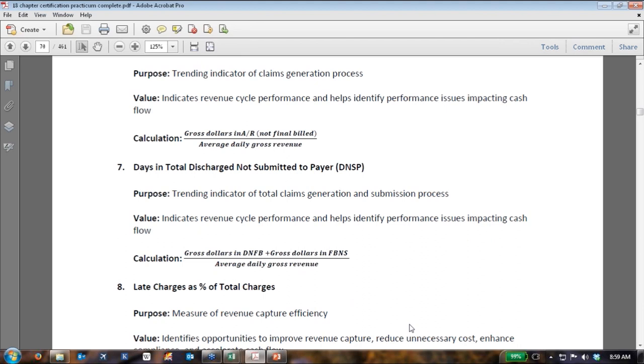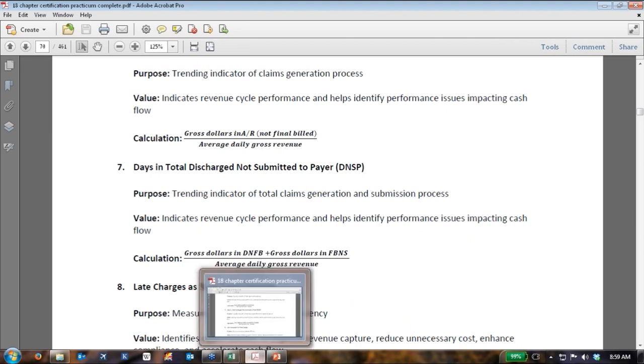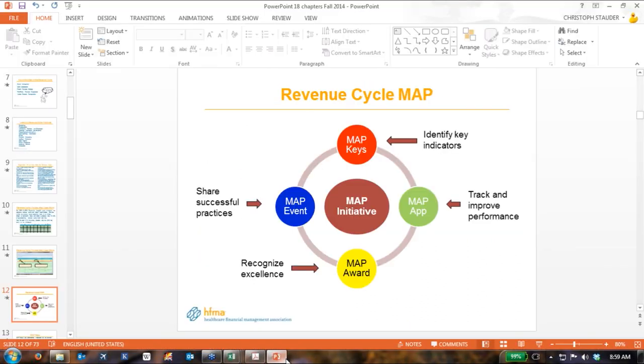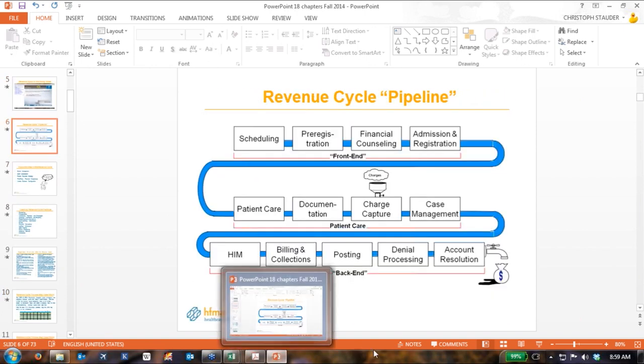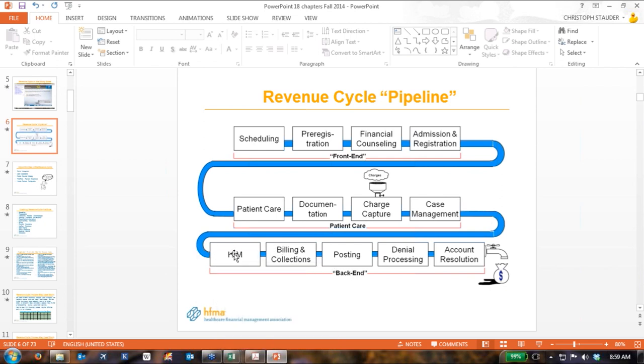This is a metric that is typically not provided by a patient accounting system. You have to put the pieces together yourself. If you go back to the pipeline view, we're going to go do that here for a second, go back to our pipeline picture here. Once a patient is discharged, which isn't a box here, but let's say that happens around this bend right here, a number of things still need to happen before the payer actually gets the claim.